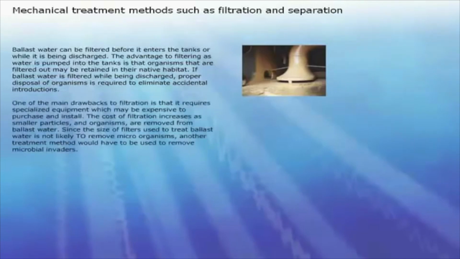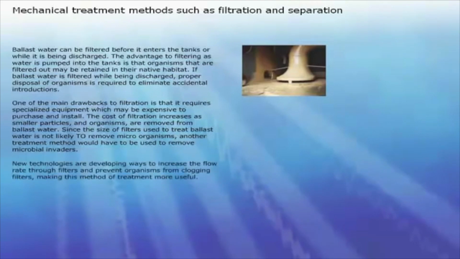One of the main drawbacks to filtration is that it requires specialized equipment, which may be expensive to purchase and install. The cost of filtration increases as smaller particles and organisms are removed from ballast water. Since the sizes of filters used to treat ballast water are not likely to remove microorganisms, another treatment method would have to be used to remove microbial invaders. New technologies are developing ways to increase the flow rate through filters and prevent organisms from clogging filters, making this method of treatment more useful.